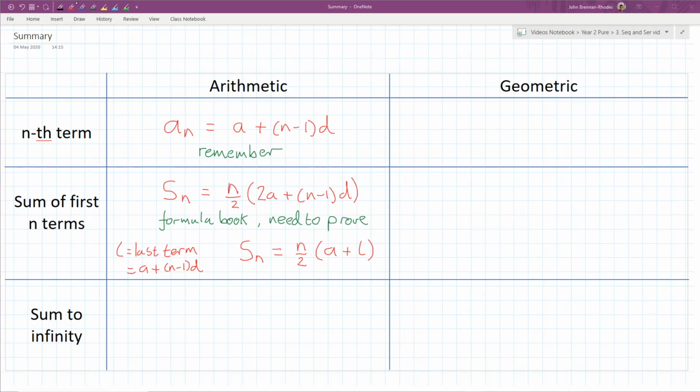And finally, for the arithmetic sequence, we have the sum to infinity. Well, with an arithmetic sequence, the sum to infinity is just going to diverge, so there isn't a sum to infinity of an arithmetic sequence.